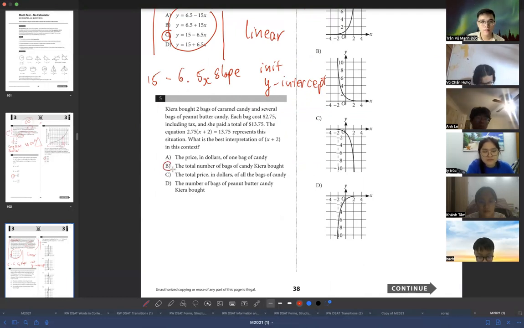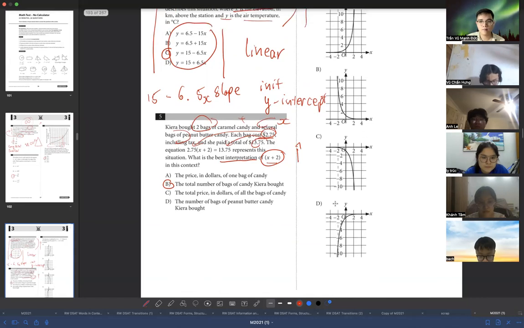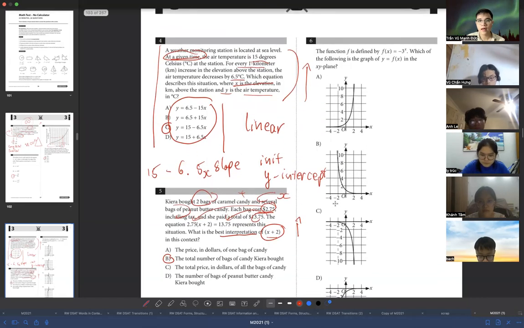Total number of bags. It's the same, right? We read from the bottom up. We can very easily find the best interpretation of x plus 2, since they're asking for the meaning of x plus 2. So we look for the context. Each bag costs 2.75. So this is the cost of each bag, and this is the total. They bought 2 bags and several bags of peanut butter. So this would be x. So 2 plus x is the total number of bags. Good. And 6?